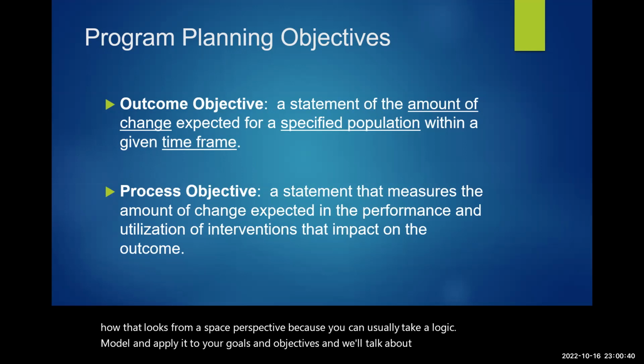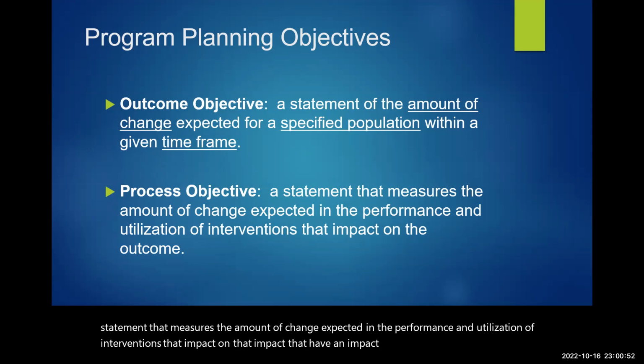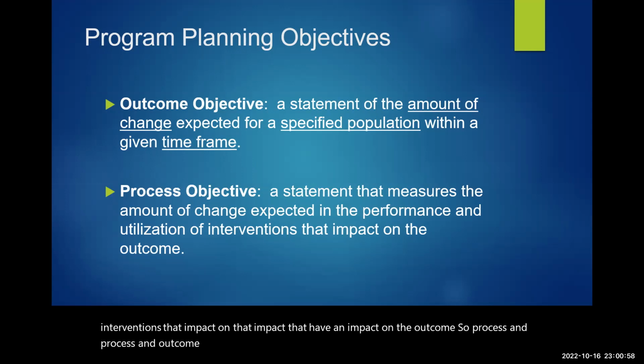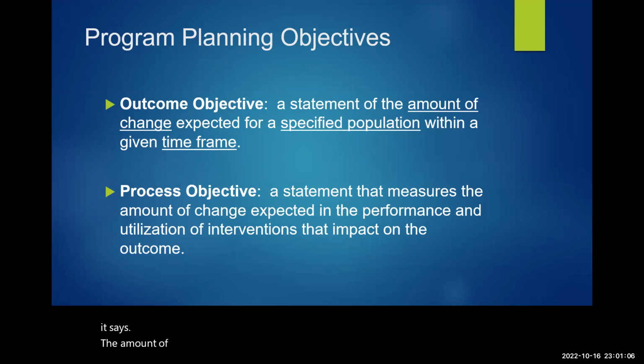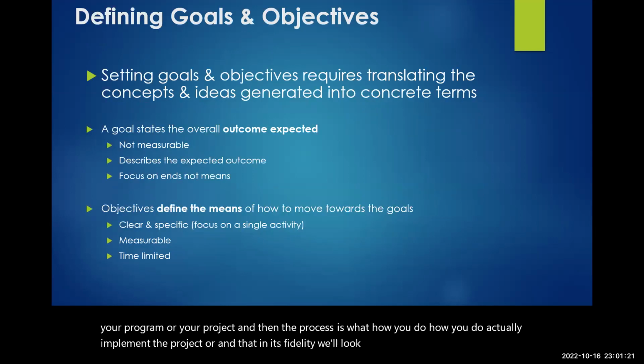A process objective is a statement that measures the amount of change expected in the performance and utilization of interventions that have an impact on the outcome. So process and outcome really explain themselves. The outcome is exactly what it says: the amount of change expected as an outcome. So what are the outcomes of your program or your project? And then the process is how you actually implement the project, or its fidelity. And we'll look at more examples of that.